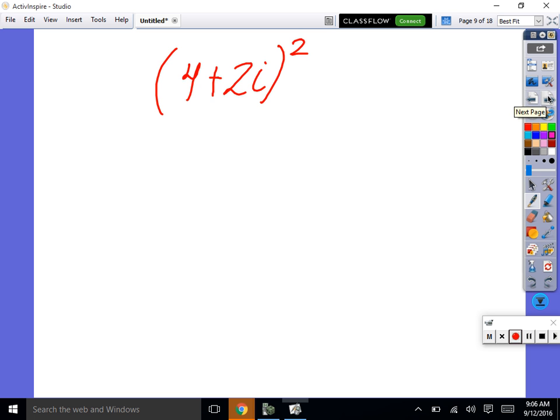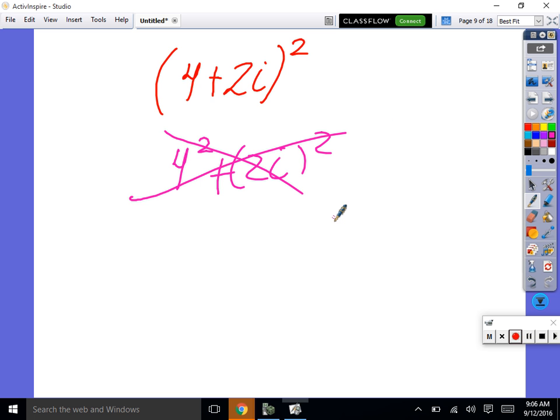Looking at this one, is it okay for me to say I just square that, square that? 4 squared plus 2i squared. Can I do that? No, that's breaking the most forbidden of all forbidden math rules. We know we have to rewrite that as 4 plus 2i times 4 plus 2i.